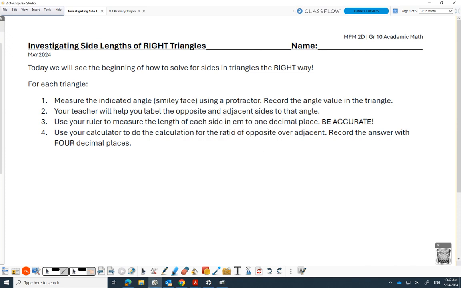Investigating side lengths of right triangles. Can we do triangles that are not right angled? Yes, eventually, and by eventually I mean later next week. Like coming right up. So you can just be patient, we'll get to that.